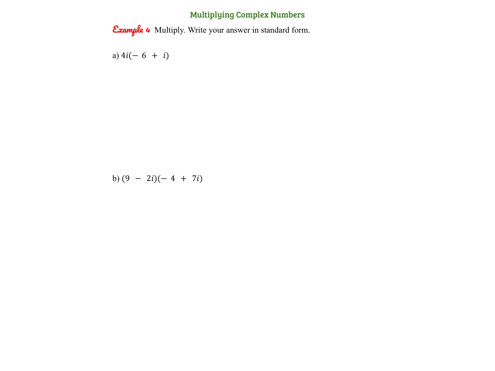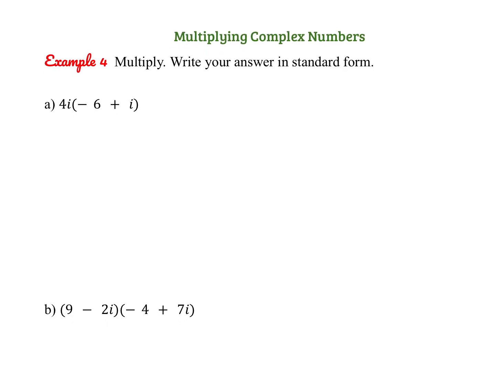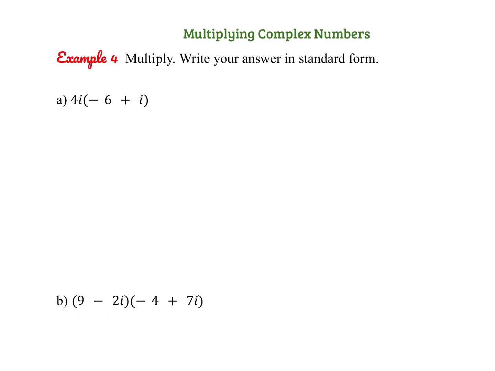All right, so now let's try multiplying complex numbers. So again, when we do that initial multiplication, it's just like with any other variable. Here, we're actually just going to distribute 4i to our binomial. So we get negative 24i plus 4i squared. So notice, just like x times x is x squared, i times i is i squared.